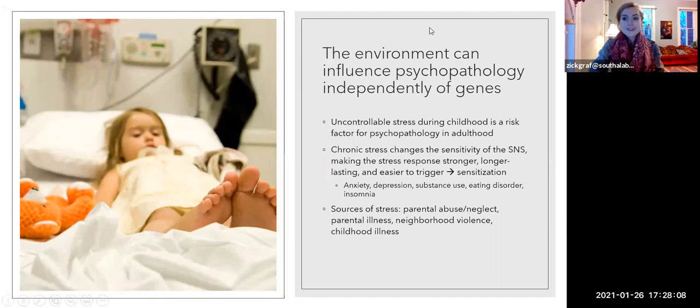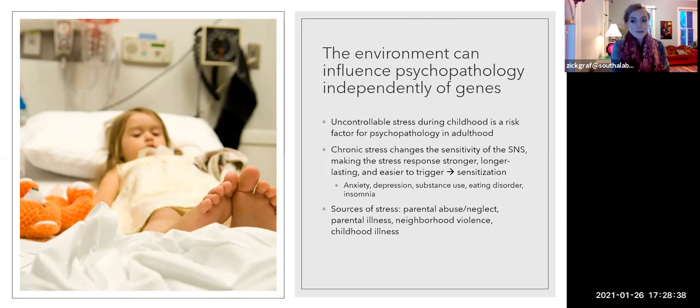But before that, it is also true that the environment has a really big influence on the expression and the experience of psychopathology. One of the biggest risk factors for psychopathology, independently of genes, is uncontrollable stress during childhood. This is also known as adverse childhood experiences, or childhood adversity. One of the biological mechanisms is that chronic stress actually permanently changes the body.